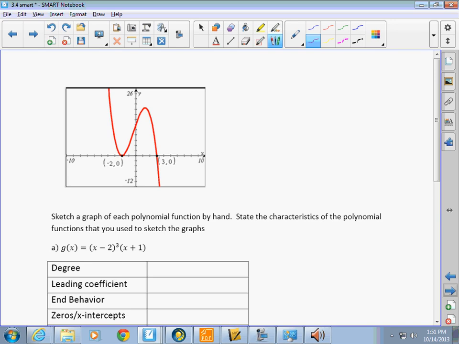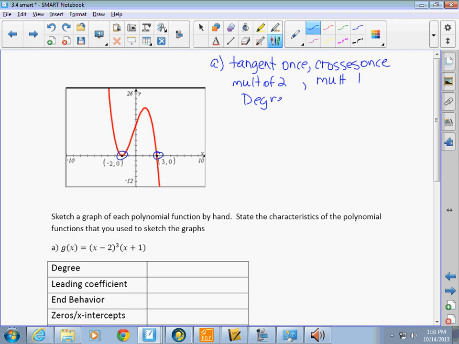So on this one, I take a look here. At this point here, it is touching it or tangent, and at this point here, it is crossing it. So it's tangent once and crosses once. So tangent once means multiplicity of 2, and crosses once means multiplicity of 1. So that means that my degree is going to be 3.